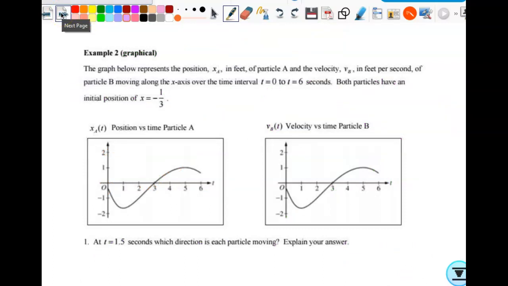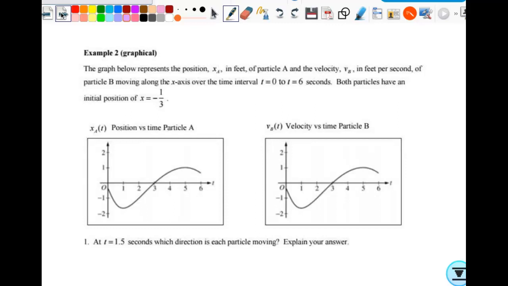Okay, ready, guys? Ready for a little workout? You've got to have 100% focus on this. Okay, here we go, guys. We've got 2 graphs. The graph below represents the position of particle A. And this graph over here to the right represents the velocity of particle B. So I have 2 particles. For particle A, we have position. For particle B, we have velocity. So now we're going to go back and forth answering questions about particle A using its position graph, and answer the same questions about particle B given velocity.